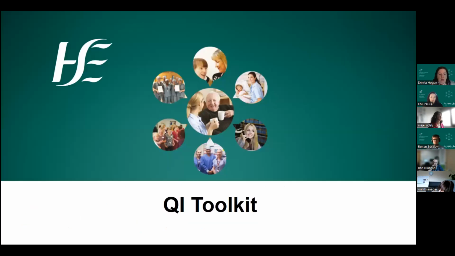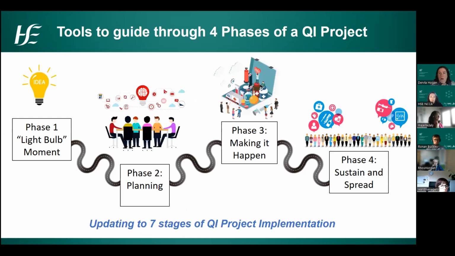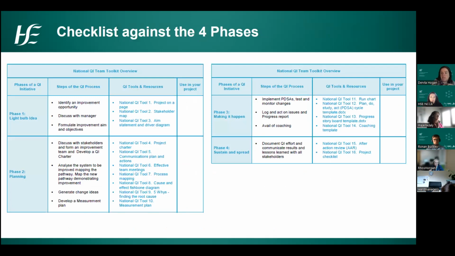So just to close out, I'm going to very briefly flag our quality improvement toolkit. The toolkit right now is aligned to what were the 4 phases of the quality improvement project. We're updating it to align to the 7 stages. At the moment, our toolkit contains 17 tools to support QI projects and initiatives in any setting, and I've listed them here on this slide.